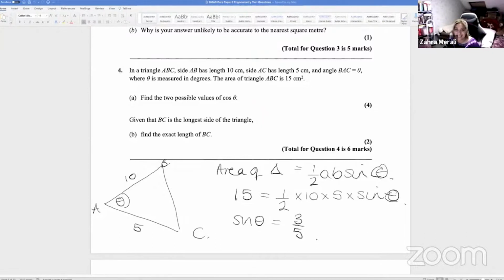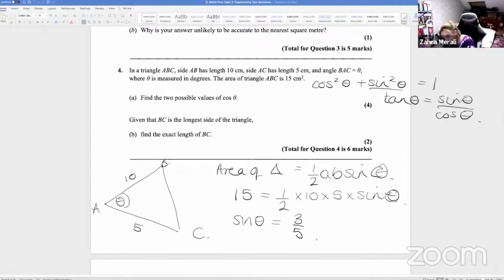And then it says possible values of cos. So actually, we know we're probably going to get a plus and minus somewhere. So the rule that we didn't write on that previous sheet that you learn is also that cos squared theta plus sine squared theta equals 1. And we also have, we don't need it in this case, but tan theta is the same as sine theta over cos theta. Right, so we know what sine is. So sine squared is 9 over 25. So that means cos squared theta must be 1 minus sine squared, which gives you 16 over 25. So cos theta, when you take the square root, you get plus or minus 4/5.